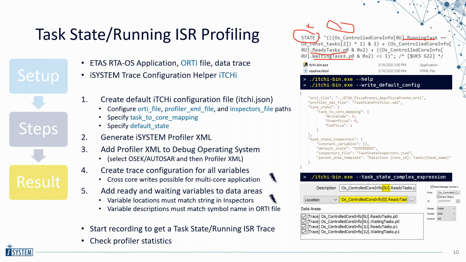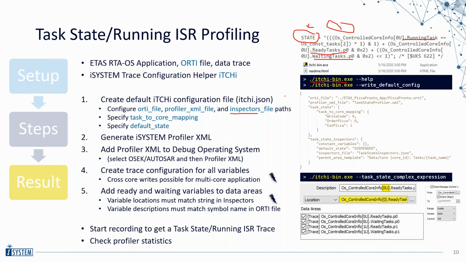In order to do that, we have to configure the data trace to record all this information, and we also have to tell WinIDEA how to interpret the data. The way we can do that is via so-called inspectors. That's a special tool in WinIDEA that allows you to express more complex information like this. To create the inspectors file, we have a tool called the iSystem Trace Configuration Helper. It's a Python script that gets packaged into an iTCHi bin executable. You get it in that form, and that Python script can help you with creating this configuration.